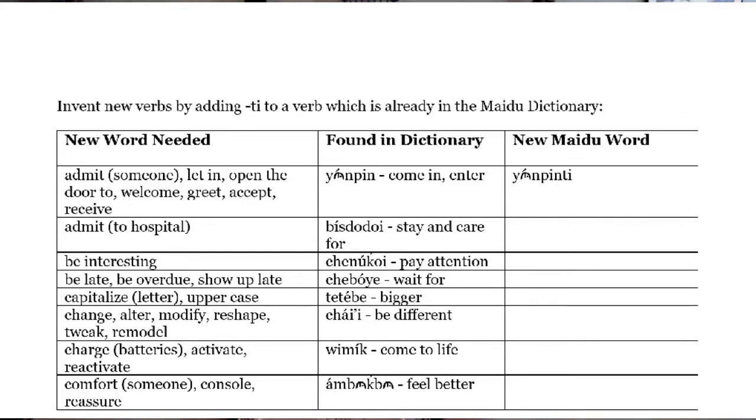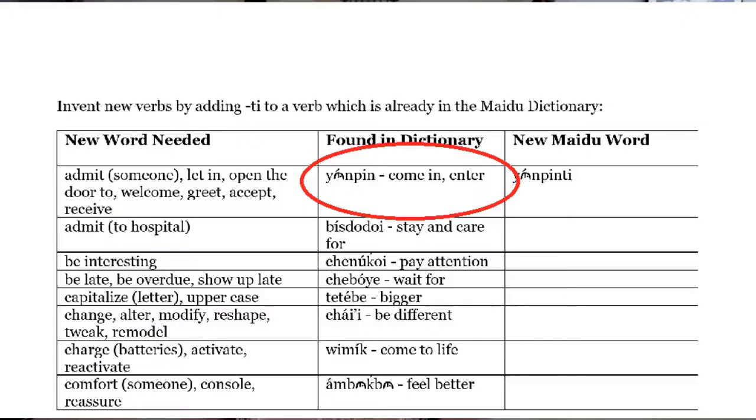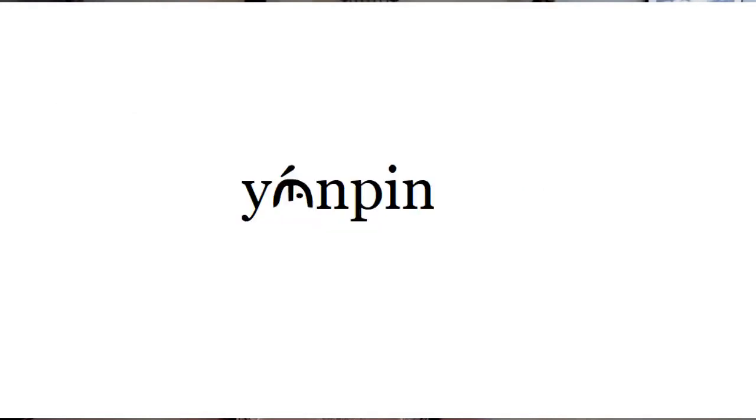Say we want a word for admit, let someone in. We don't have that word from any of our recordings or stories, even though it probably already existed. It got lost. So since it got lost, we have to reconstruct it. We do have a word for come in or enter, yunpin. If we add the ti infix, meaning make somebody do or let somebody do, what word did we invent for let somebody come in?